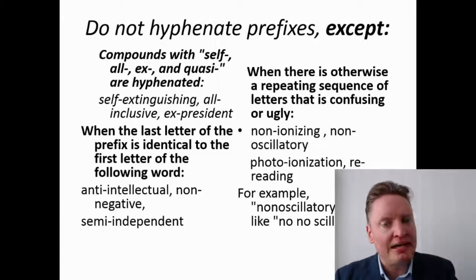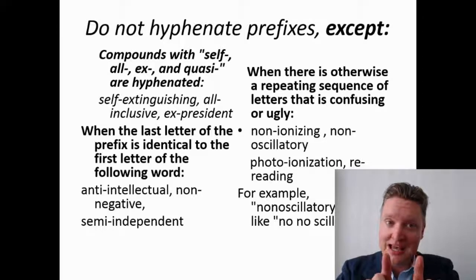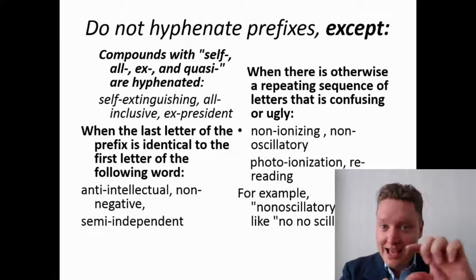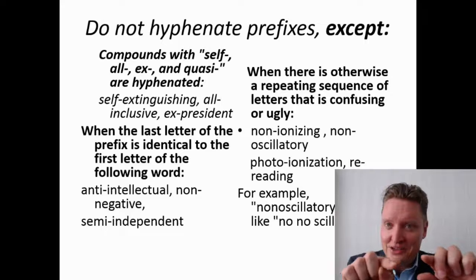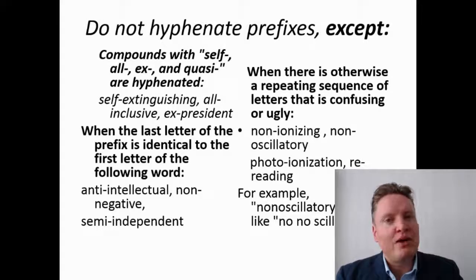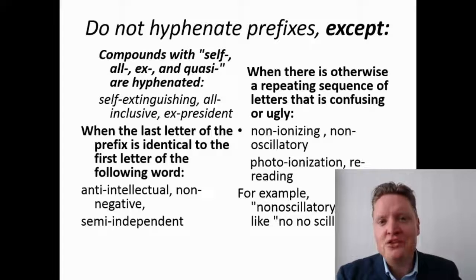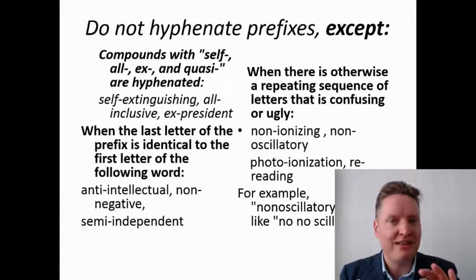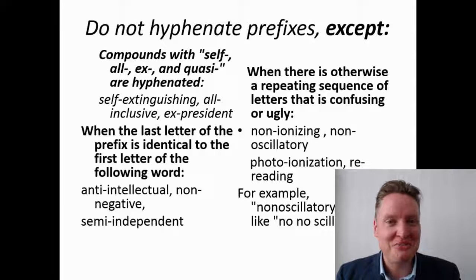Another thing to keep in mind is we do hyphenate when the last letter of the prefix is the same as the first letter of the word following it, like anti-intellectual. Anti, I, and intellectual, I. We don't like that I together there, so we like to hyphenate there as well. Also, we hyphenate when the word would be kind of weird or ugly if we didn't, like non-ionizing or non-oscillatory. If we didn't hyphenate, it would be no-oscillatory. It's strange, and so we hyphenate there. But these are the exceptions, so don't worry about them too much. In general, just remember the rules that I mentioned to you previously.